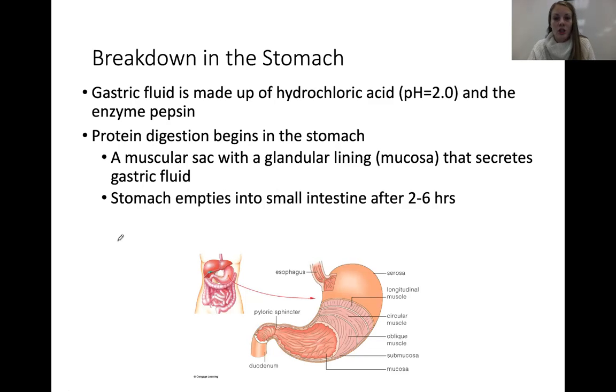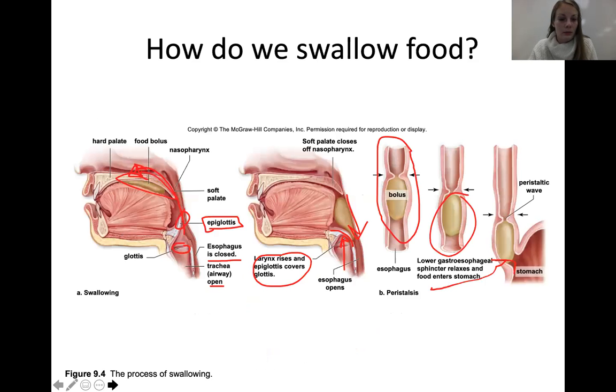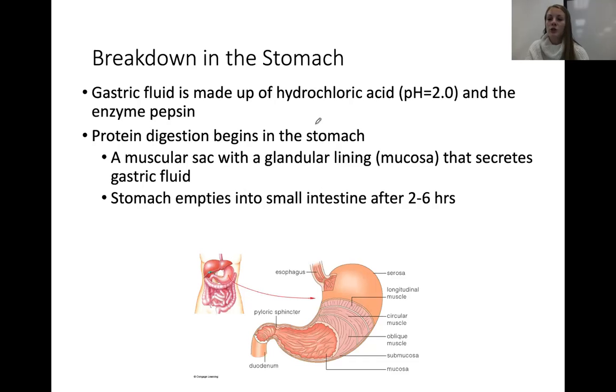The protein digestion begins in the stomach. So if we remember a couple of slides ago, we talked about how the absorption of carbohydrates starts in our mouth. Protein digestion begins in our stomach. A muscular sac with a glandular lining, the mucosa, that secretes the gastric fluid. So that's how that gastric fluid is put into our stomach. And then the stomach empties into the small intestine after 2 to 6 hours.